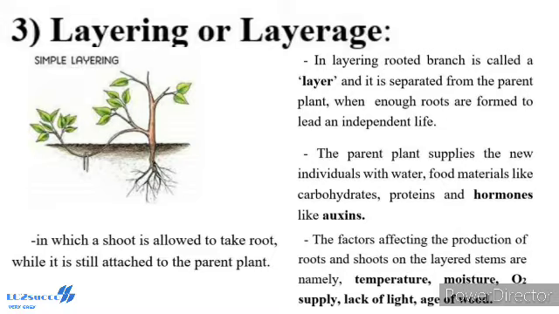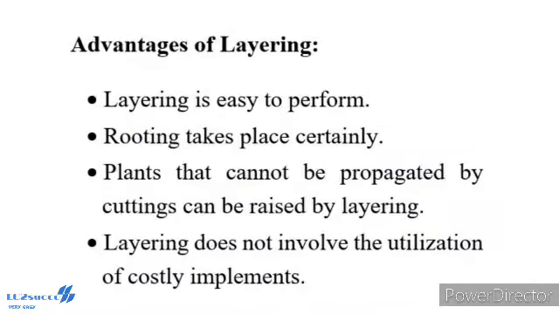The factors affecting the production of roots and shoots on the layered stems are namely temperature, moisture, oxygen supply, lack of light, and age of wood, etc. So the advantages of layering. Layering is easy to perform. Rooting takes place certainly. Plants that cannot be propagated by cutting can be raised by layering. Layering does not involve utilization of costly implements.